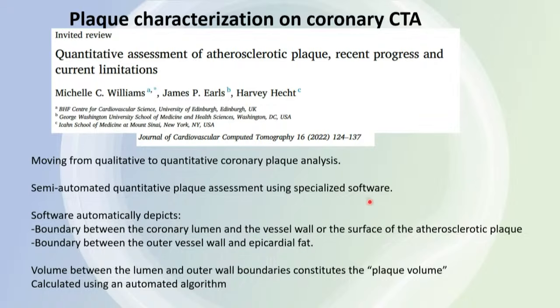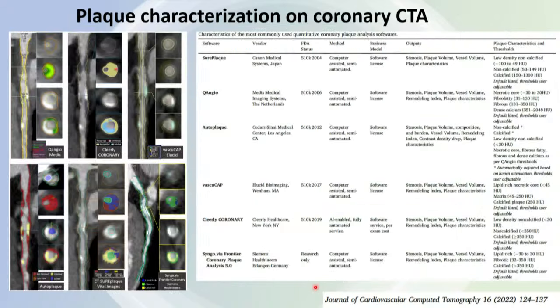As I mentioned, there are a lot of software packages available for that. And what all these software packages are doing is looking at the boundary between the coronary lumen and the vessel wall, or the surface of the atherosclerotic plaque. And then they're looking at the boundary between the outer vessel wall and the epicardial fat. And the plaque volume is defined as the volume that's between the lumen and the outer wall boundaries.